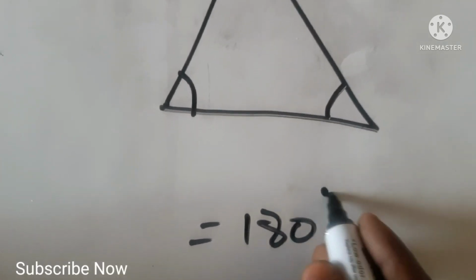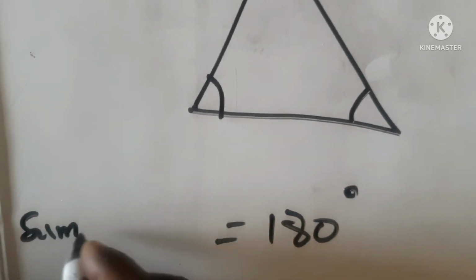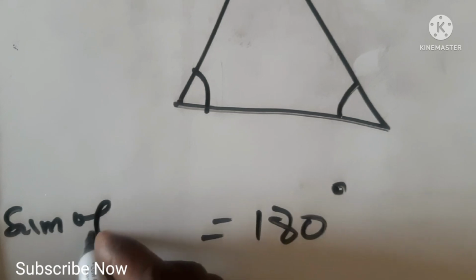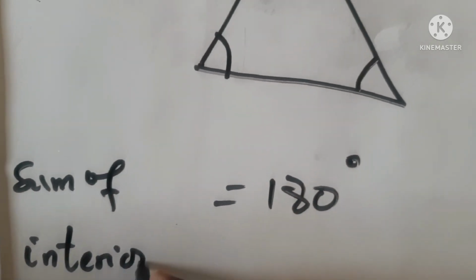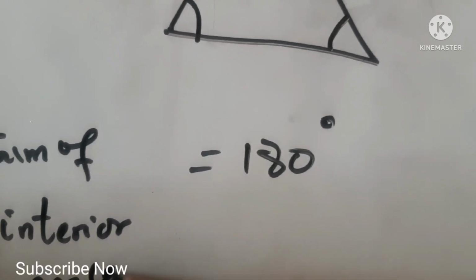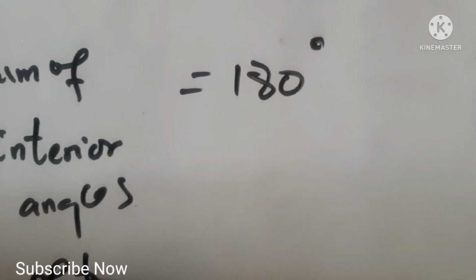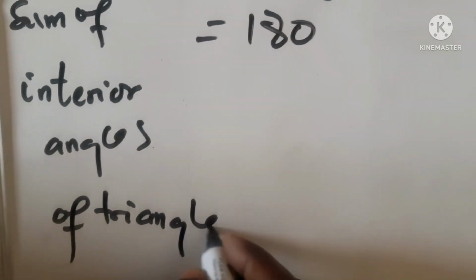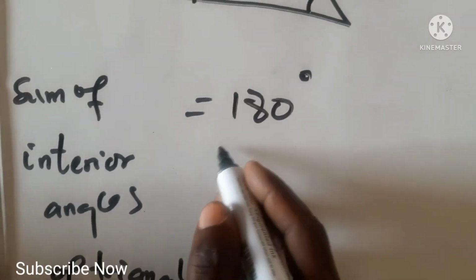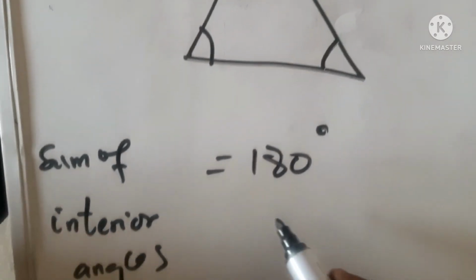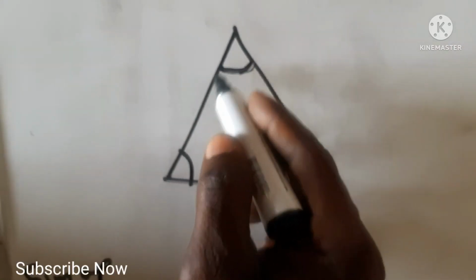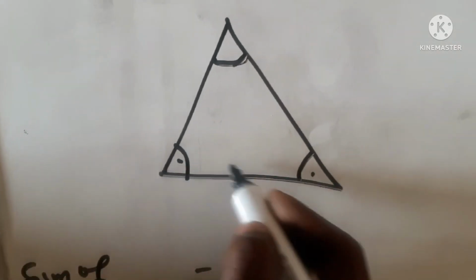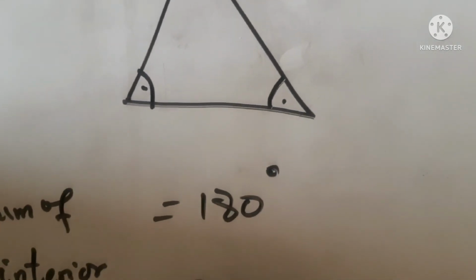Is that okay? So the sum of what? Interior angles of what? A triangle, right? So the sum of interior angles of a triangle is equal to 180. Of course there are three. So once you are able to find a triangle, if you sum all the three corners together, they must be equal to 180.